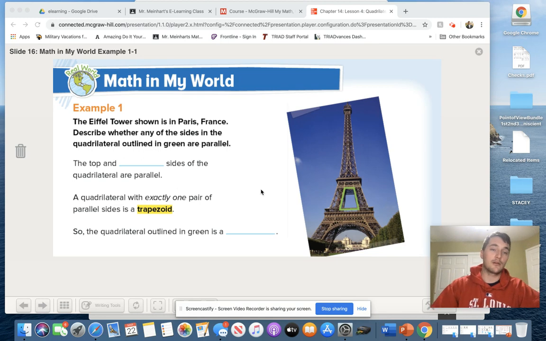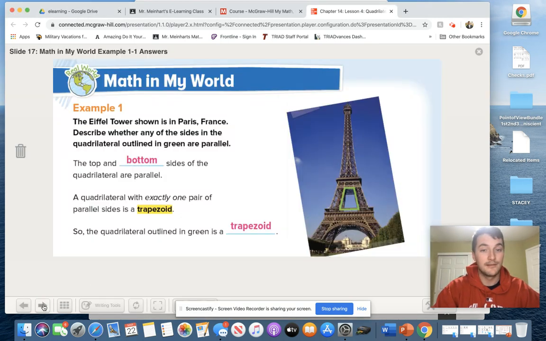Okay, the quadrilateral with exactly one pair of parallel sides is called a trapezoid. So this would be a trapezoid because it has one pair of parallel sides. Sorry, the quadrilateral has one pair of parallel sides. There we go. It's like a tongue twister. All right. So the quadrilateral outlined in green is a, what do you think? Let's find out. Trapezoid. Just said that, didn't it?